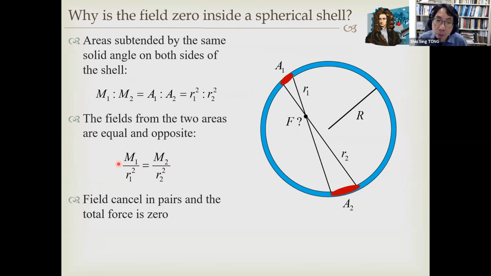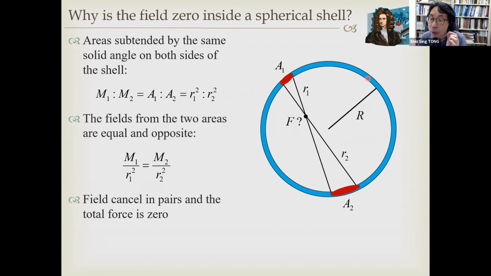If I multiply both sides by the gravitational constant G, they are just the gravitational forces produced by these two areas at this point, right? G M1 over R1 squared is the force produced by this area at this point. G M2 over R2 squared is the gravitational force produced by the second area, also at this point. And the two forces are opposite in direction, and since they are equal in magnitude, they cancel each other.